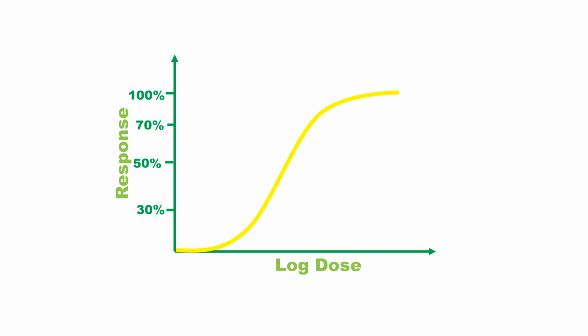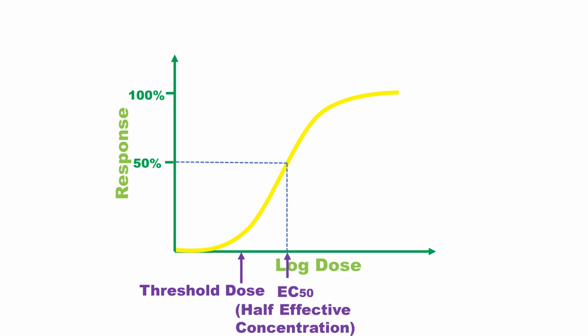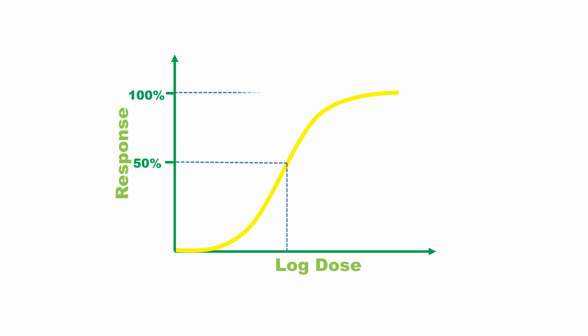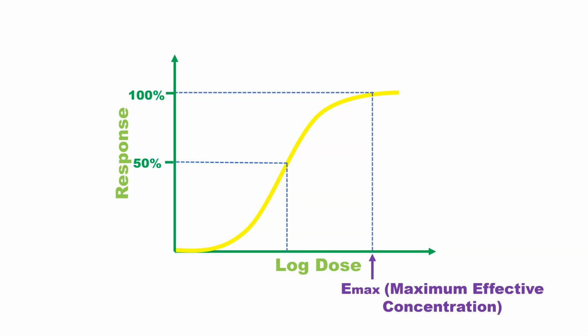Important parameters include threshold dose, the lowest dose that produces a measurable effect; EC50, the dose that produces 50% of the maximum effect; and Emax, the highest response achievable, representing efficacy.